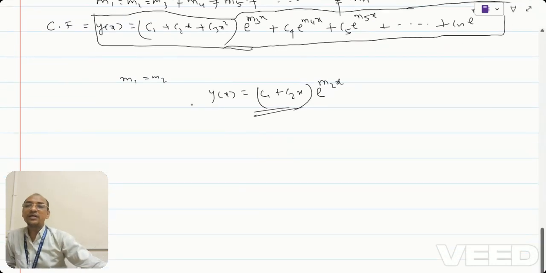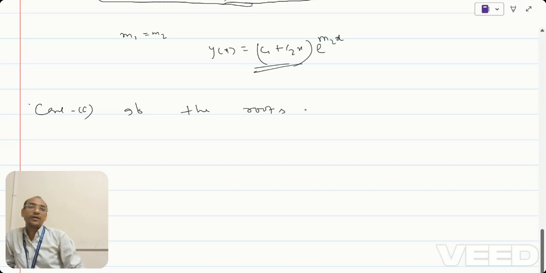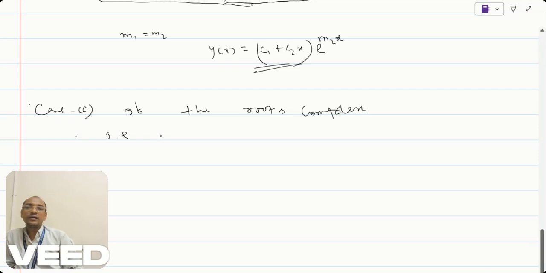Then the third case, case C, is if the roots are complex. If the roots are complex, that is, the root m is nothing but alpha plus or minus i beta form. So here you see that alpha is the real part and beta is the imaginary part. So if you are getting roots like this, then how can you write the complementary function?